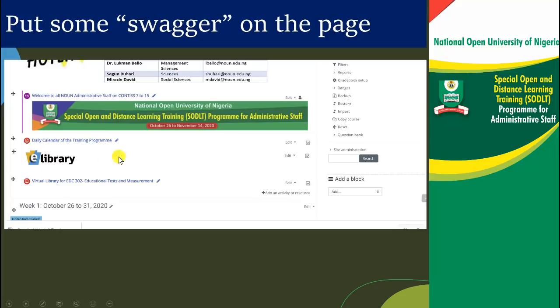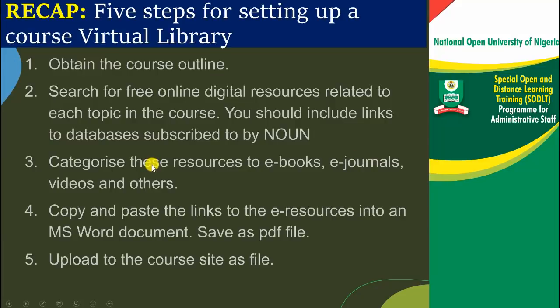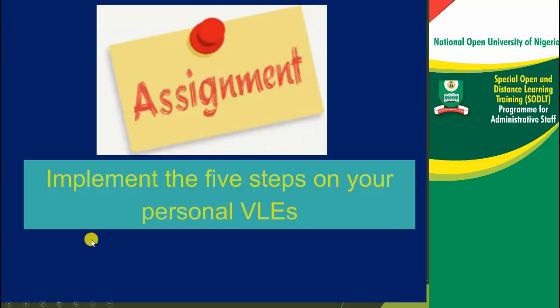So what have we done today? What we have done are these 5 steps. And then the assignment is for you to implement the 5 steps on your personal VLEs. I'm going to supply you with a course description for the different faculties, and I'm going to give you the images for the virtual library. You can use any of them, and that will look quite nice.